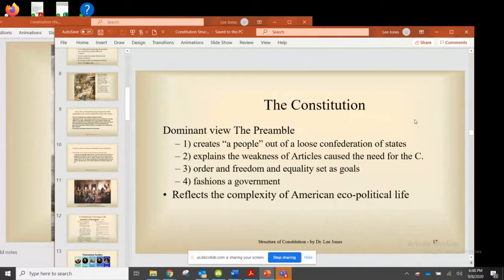Quote, a rage for paper money and an abolition of debts, for an equal division of property, or for any other improper or wicked object will be less apt to pervade the whole body of the Union than a particular member of it, end quote.